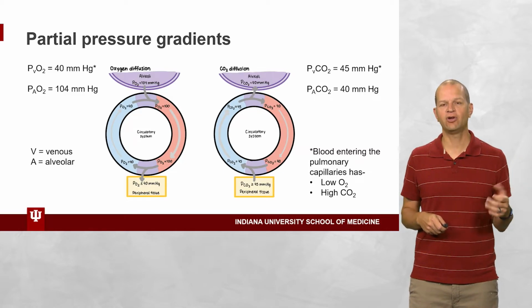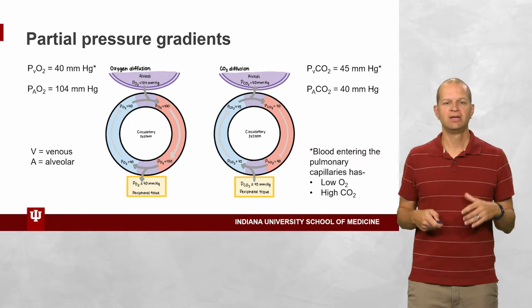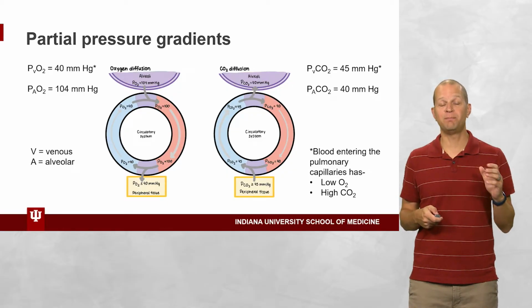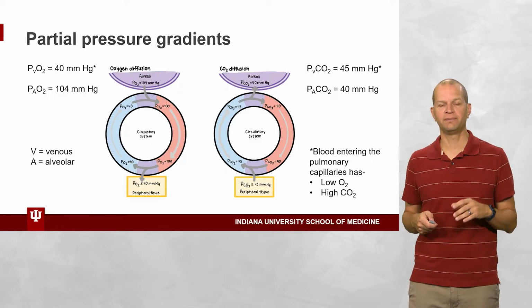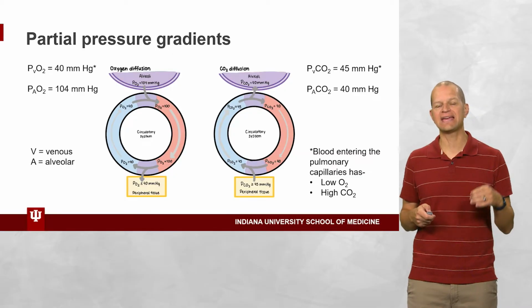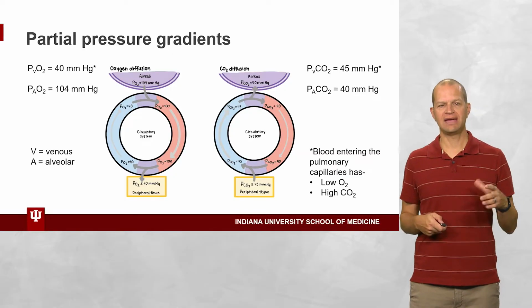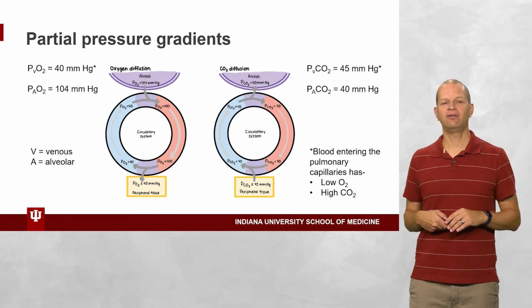For this video, for right now, we're going to focus on the difference between venous and alveolar oxygen and carbon dioxide. Just a quick reminder, V is for venous, big A equals alveolar. There are places where you're going to see little a, that means arterial. Okay, but for this, we're talking about alveolar.